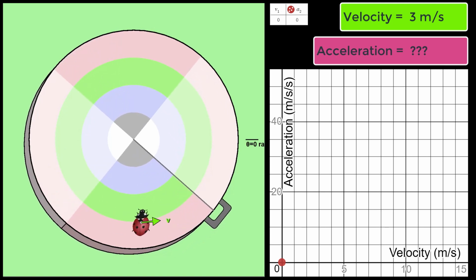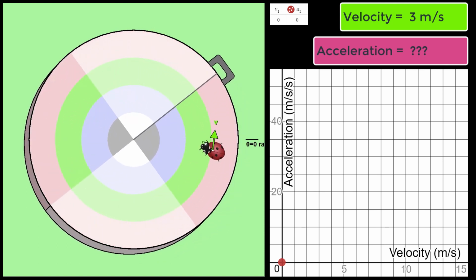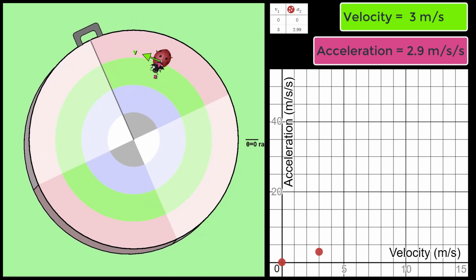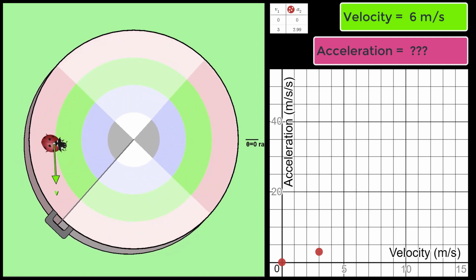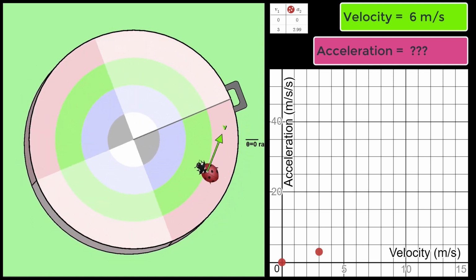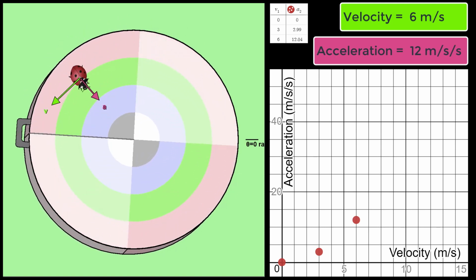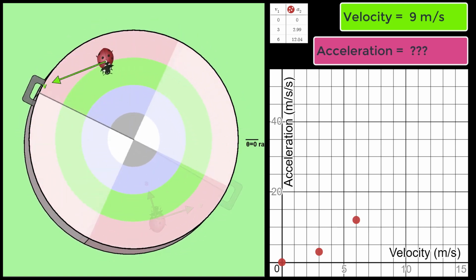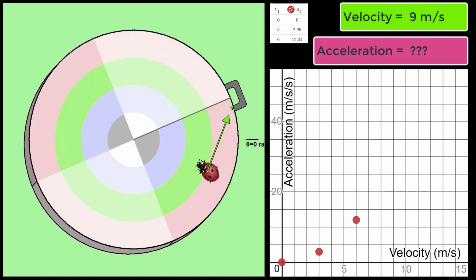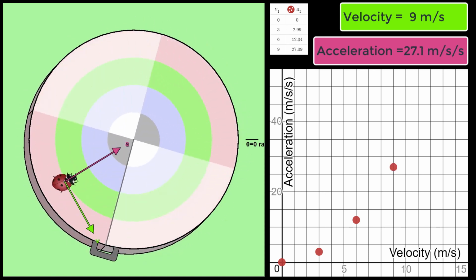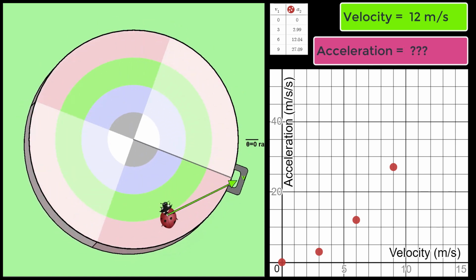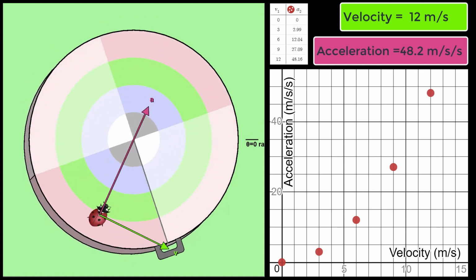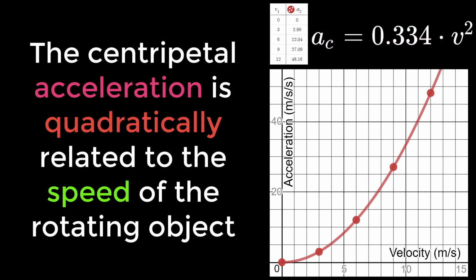To find the relationship between the speed and the radius and how that affects acceleration, we will first have to change the velocity and keep the radius the same. So if we look at this ladybug as it rotates around this platform, the velocity is increasing, and as the velocity increases and the radius stays the same, the acceleration also increases. So a greater velocity or greater speed means more acceleration. It's not increasing linearly, so it looks more like a quadratic relationship. The centripetal acceleration is quadratically related to the speed of the rotating object.